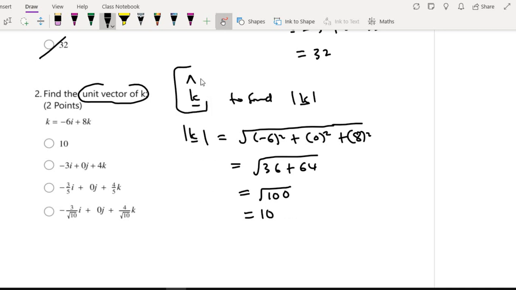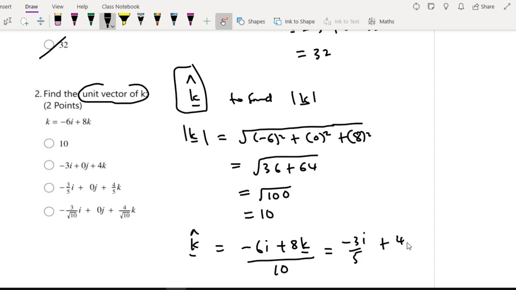So the unit vector k is equal to every component over the modulus. It can be simplified as negative 3i over 5 plus 4 over 5k. Okay, negative 3.